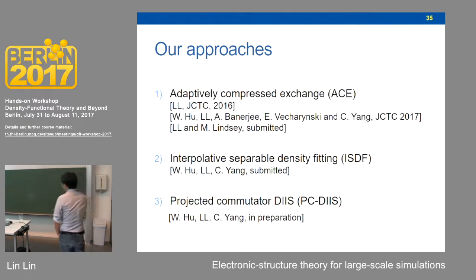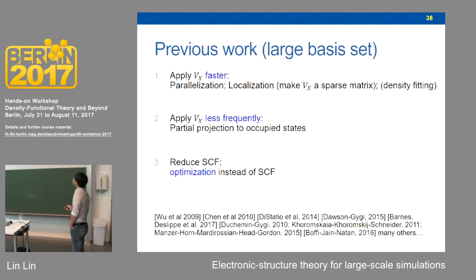So our approach is, probably I can only say it briefly, I was over-ambitious when I wrote the slides, we developed something called the adaptively compressed exchange to solve the first problem. It can drastically reduce the frequency with which you need to apply the operator. And we recently developed something called interpolative separable density fitting, a new method in the context of density fitting, to accelerate the exchange. And finally, there is some very recent work called the projected commutator DIIS to really reduce the problem due to this two-level SCF structure.